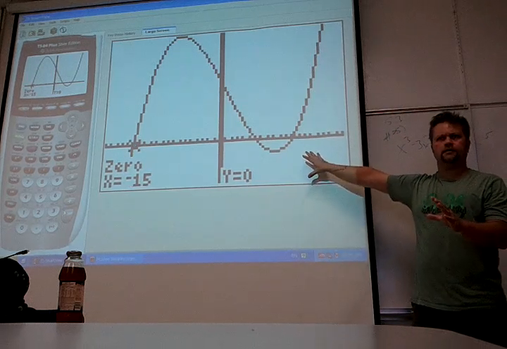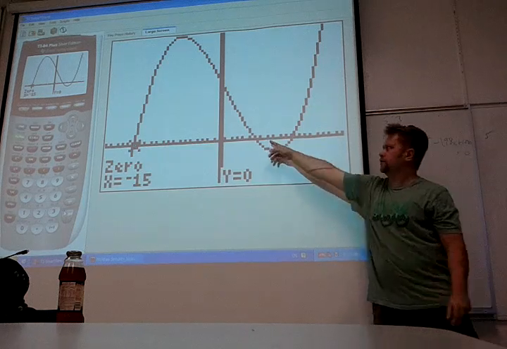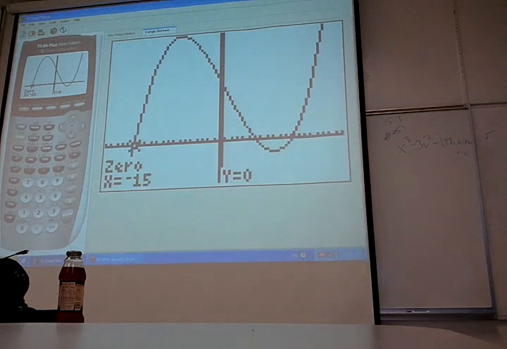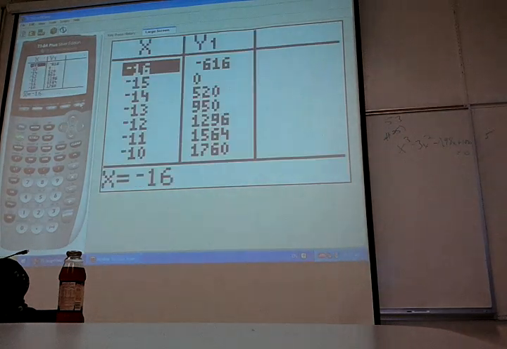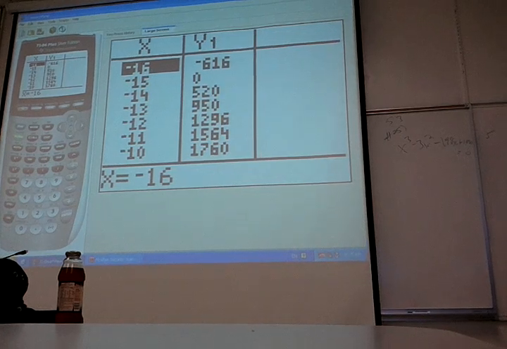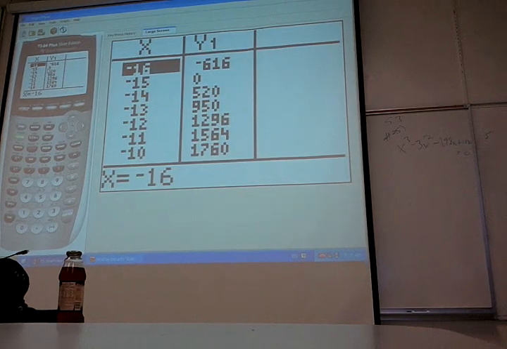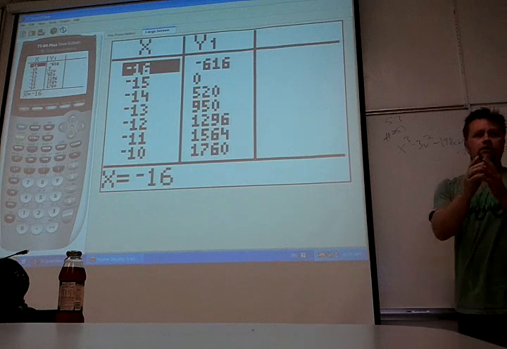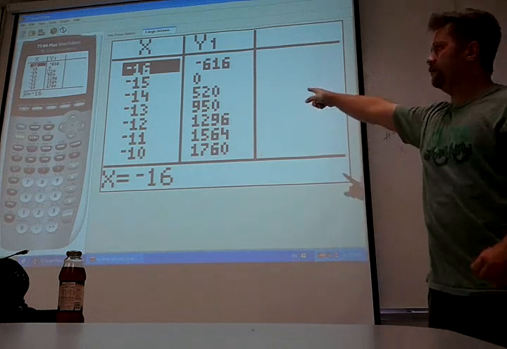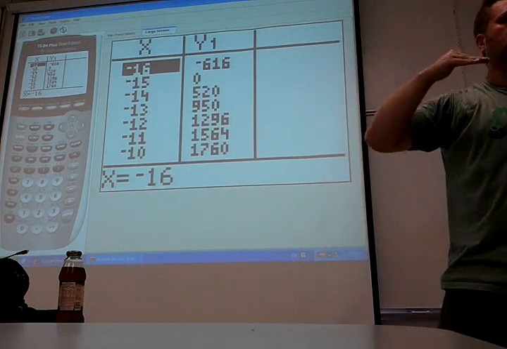Is everybody cool with that little process? Did you guys get that? We'll do it again for this other one. But if you look in the table, why does it make sense what I see now? We're at negative 15, I see 0. So you can answer this entire question from the table because the answers happen to be whole numbers.